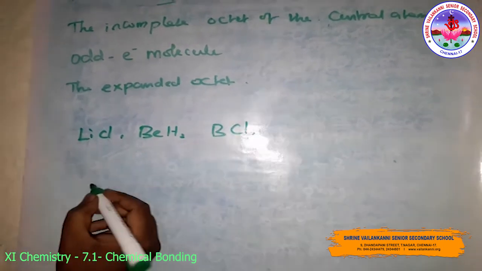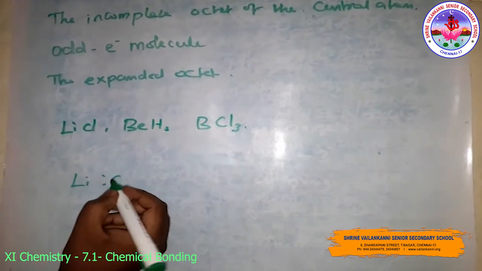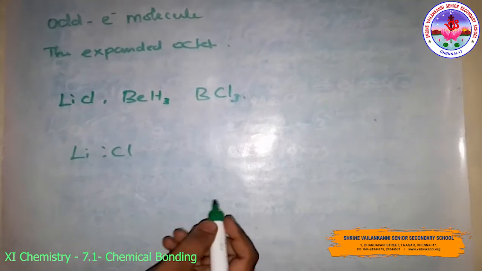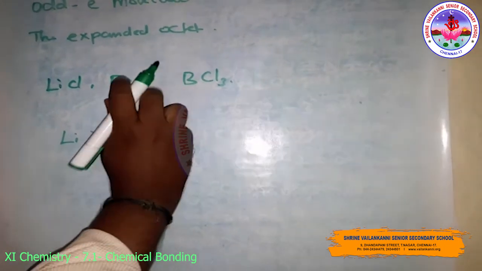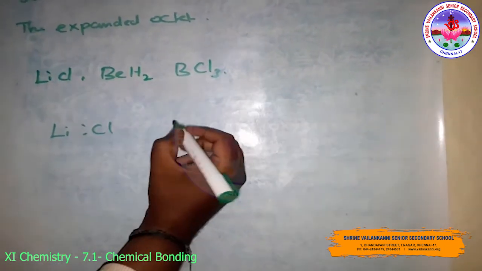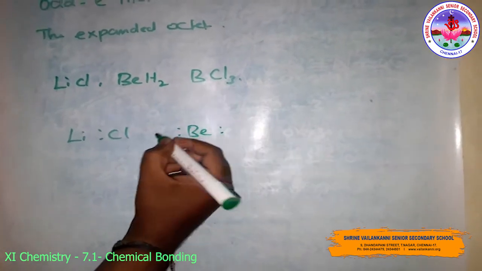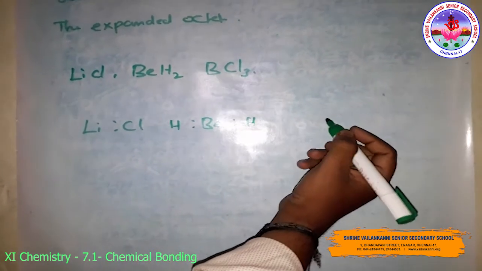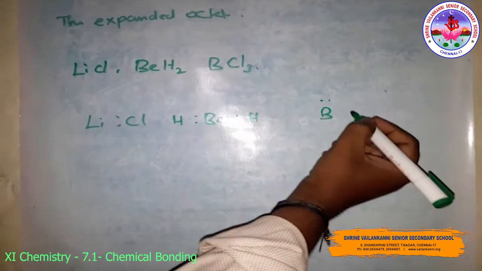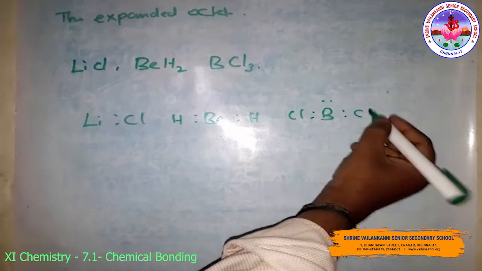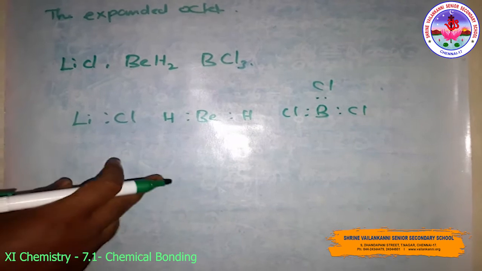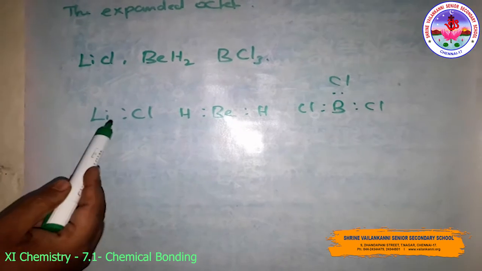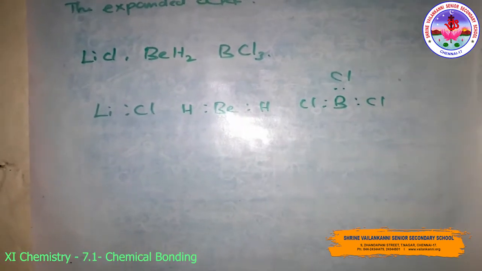See here, lithium chloride we can write like this. Then beryllium hydride, this is 2. Beryllium hydride, the structure is like this. Then boron trichloride: Cl, Cl, Cl. So this is the incomplete octet of the central atom. Lithium, beryllium, and boron have only 1, 2, and 3 valence electrons respectively.